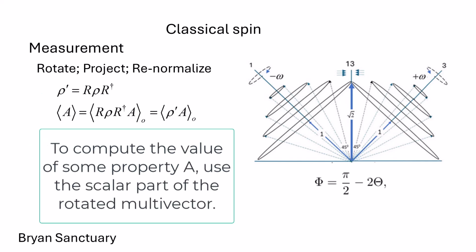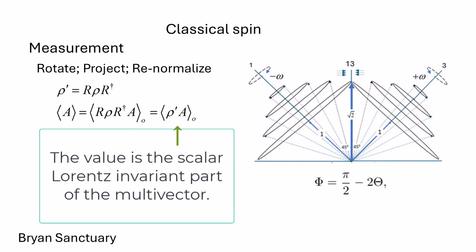To compute the averages of physical quantities, we use the scalar part of the expression as shown here. This means rotate the state, apply the observable A, and extract the scalar part of the multivector. In the bivector standard model, the expectation value of A measures the geometric orientation and overlap between the rotated state and the operator. It is an orientation, not a quantum probability.